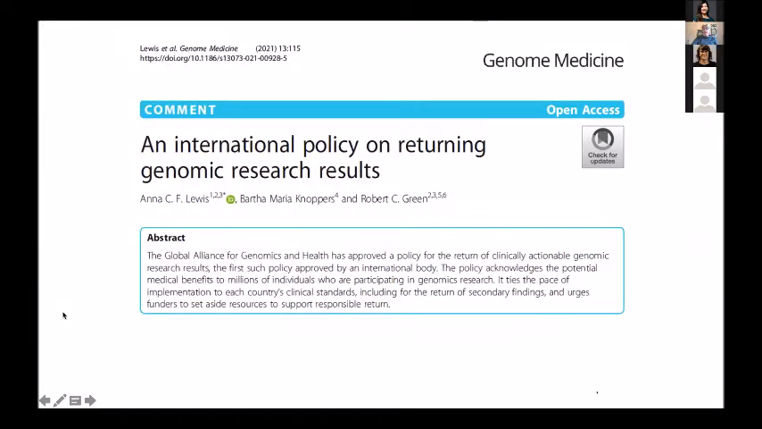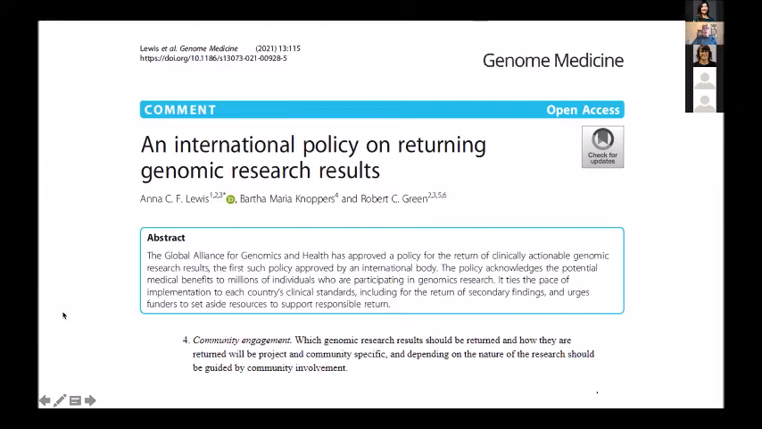And if you're interested in this topic, I highly recommend this paper that came out just a month or so ago from the GA4GH. And a lot of work has gone into putting together an international policy on returning genomic research results. And it really acknowledges the medical benefits to the individuals who are participating in genomics research. One of their, I think, 6 main points is that they recognise that community involvement, community engagement is going to be key to all of this.